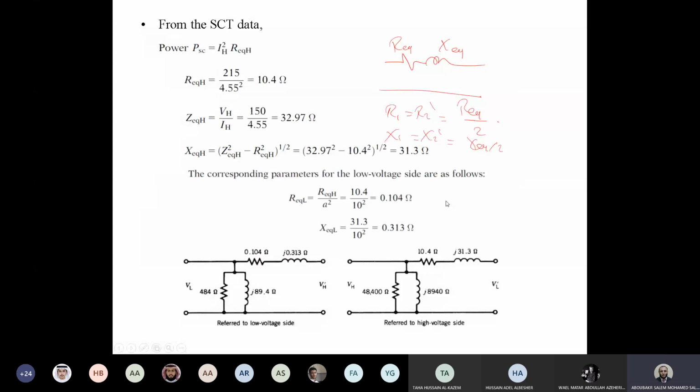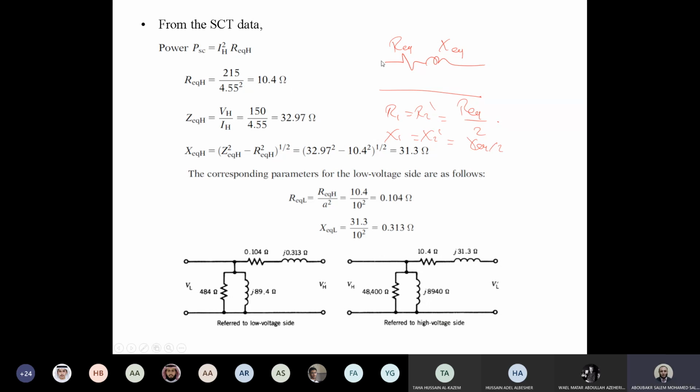For the short circuit test, we have power, voltage, and current as well. So this is the equivalent circuit for the approximated one from which we are going to derive the values. When we make a short circuit here, you can find the resistance as power divided by I square, because it's series here. So R equivalent equals the short circuit power divided by I rated square, which is the I short circuit here. It equals 10.4 ohms.